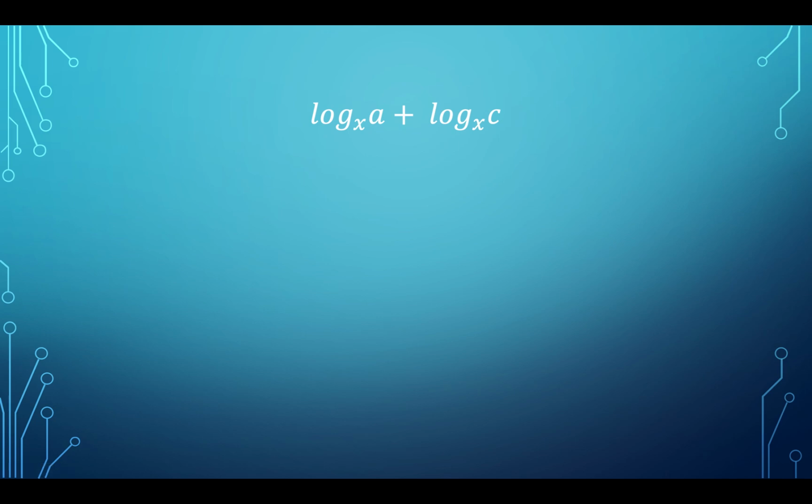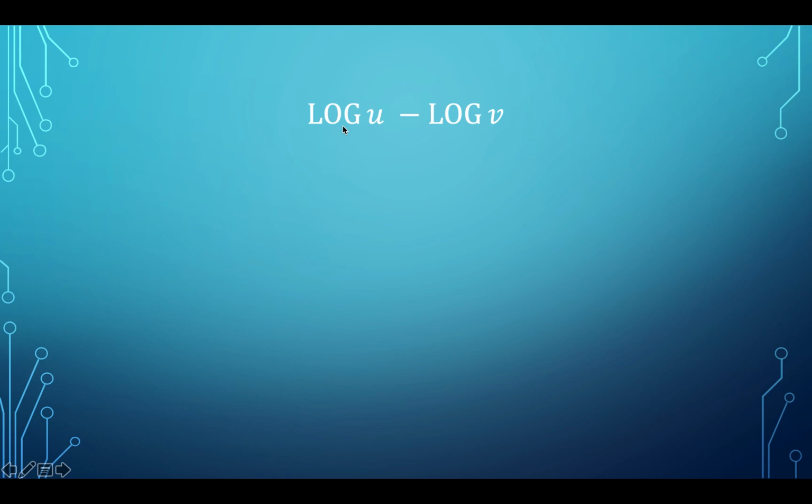How about if we had log base x of a plus log base x of c? Now what's important to realize is we can only condense logs when what? The bases are the same. If this was x and this was y over here, you could not condense them. This would be the most simplified form. So it's just like combining like terms. What do we have here? We have a plus sign. So what are we going to do? Multiply. So we have a times what? C. So our final answer is log base x of a times c.